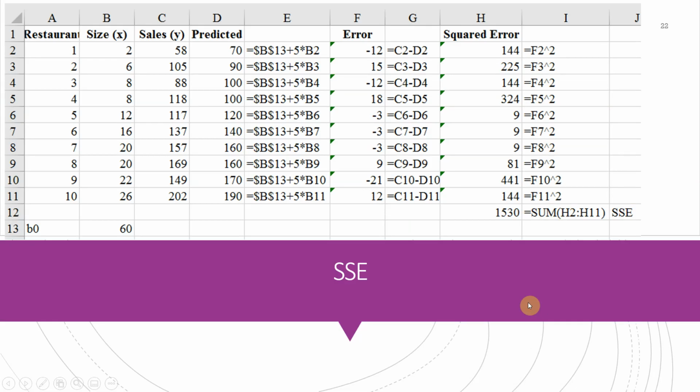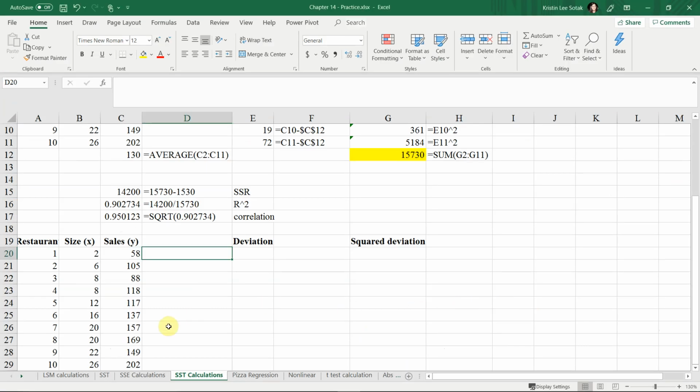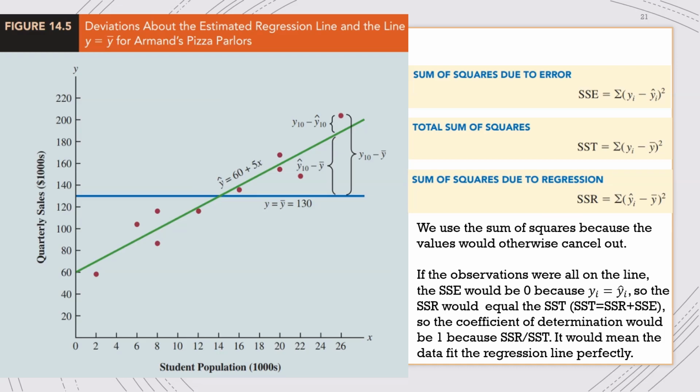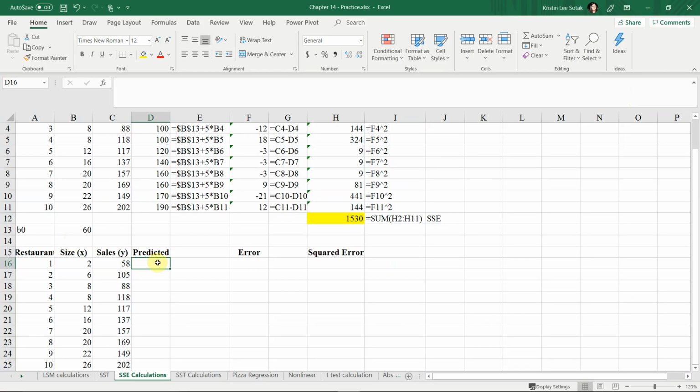So let's go ahead and solve for this using our pizza parlor example. The first thing we're going to do is calculate the sum of squared errors. So remember, let's go back to our slide. The sum of squares error is the difference between our predicted values and our observed values. So the first thing we have to do is calculate the predicted y. We need the equation.